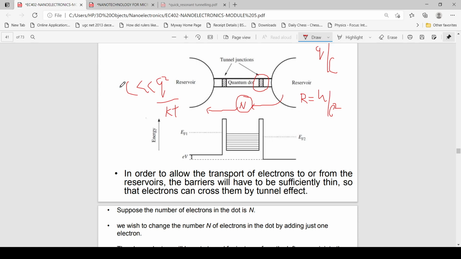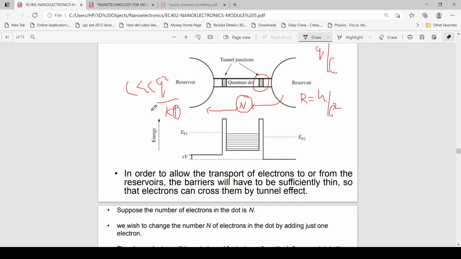Now, if the capacitance is very low, it means the size of the quantum dot is very small, so that we can observe this Coulomb blockade. The next condition is that Coulomb blockade is observed at low temperature. So it requires a low temperature. This is what Coulomb blockade is.